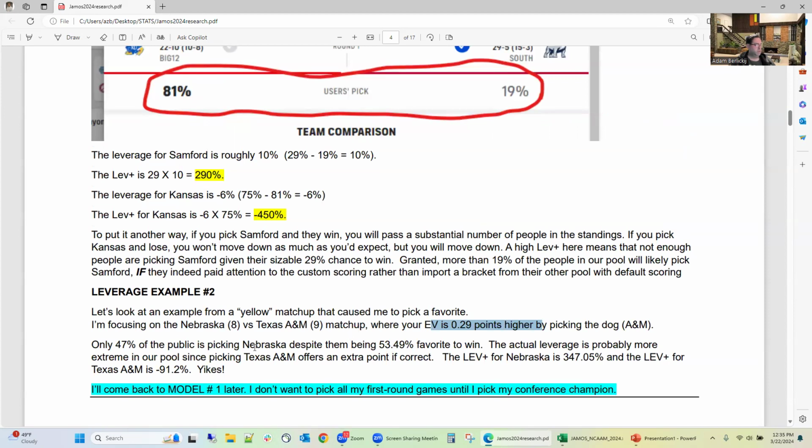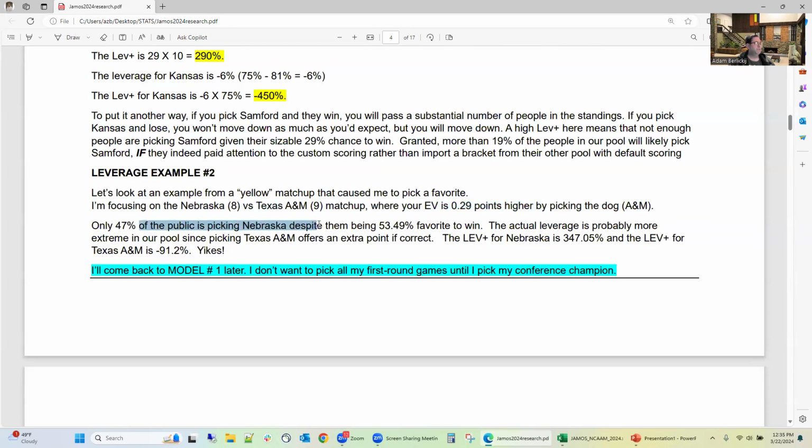47% of the public is picking Nebraska, despite them being 53% to win. And so the leverage plus for the favorite is huge in this situation. The lev for A&M was negative. Take it for what it's worth. I use the leverage more as a tiebreaker sometimes. If it's really dark green or really dark red, I'll go with that, either the favorite or the dog, respectively.